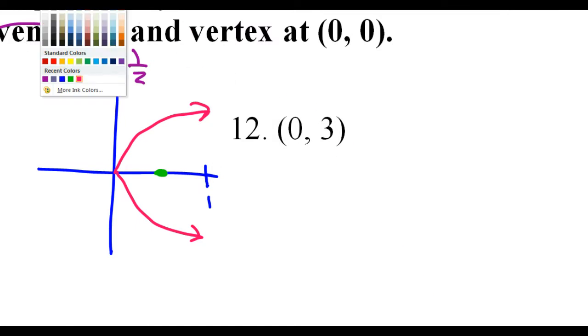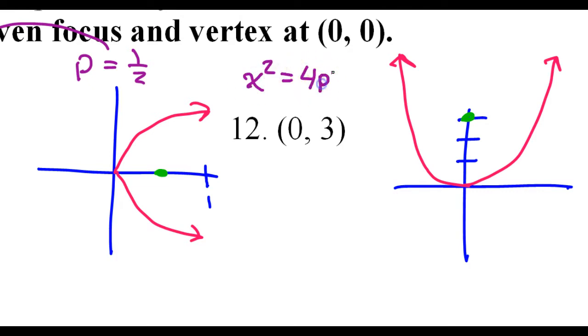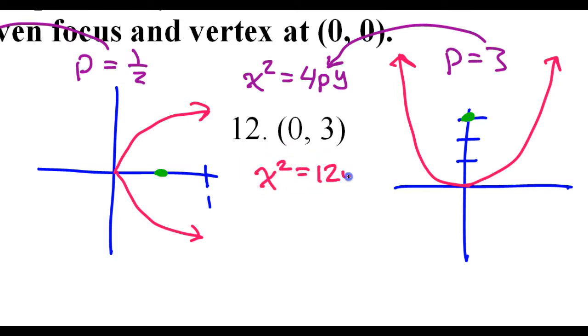Alright, and number 12, let's make another quick sketch. (0, 3) is the focus. So 1, 2, 3. So this will be the focus, which means that the parabola is facing in this direction. It's up. So that makes it a normal parabola like y equals x squared or x squared equals 4py. So that's the model that we're using. But see the 3 right here? That's our p value. So we know that p is 3. So plugging that in, 4 times 3 is 12. So that means the answer is going to be x squared is equal to 12y.